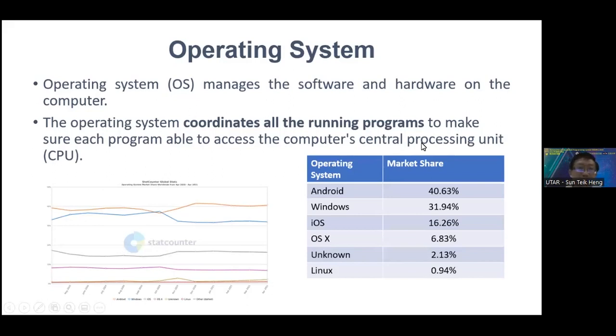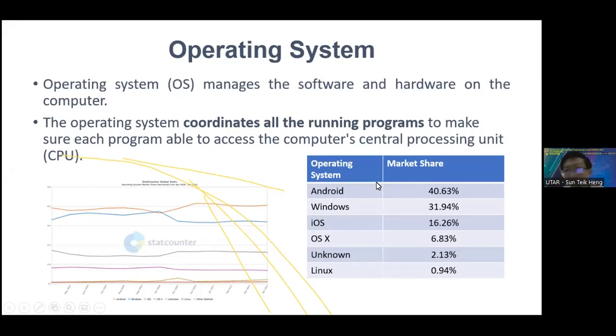The central processing unit can distribute the job to the input devices or to the output devices. It will process the input that goes into your computer, and then display the output through the output devices, such as the monitor.